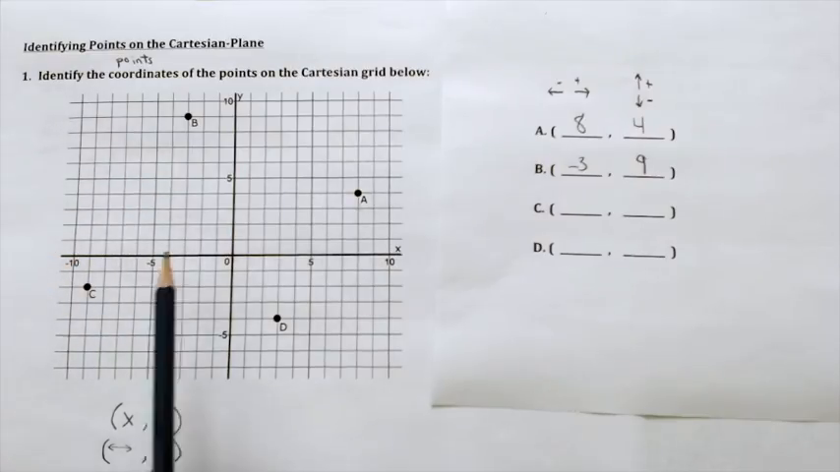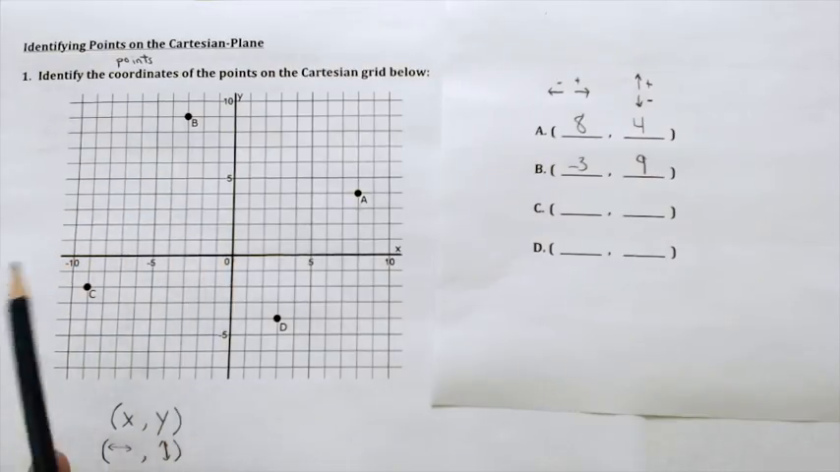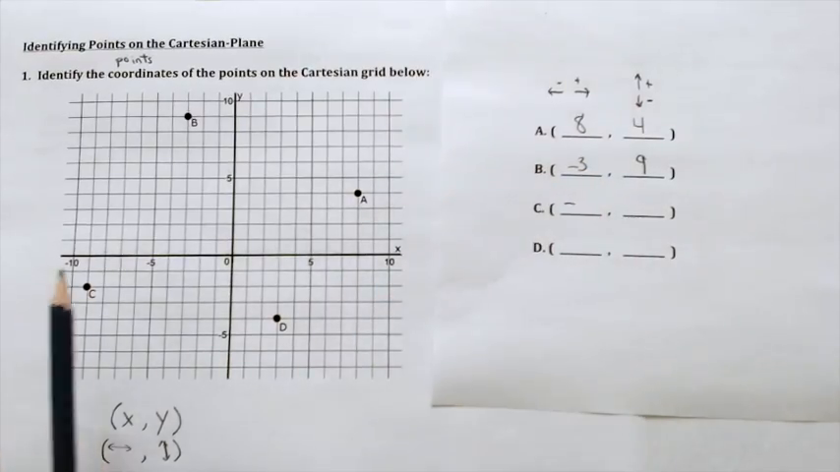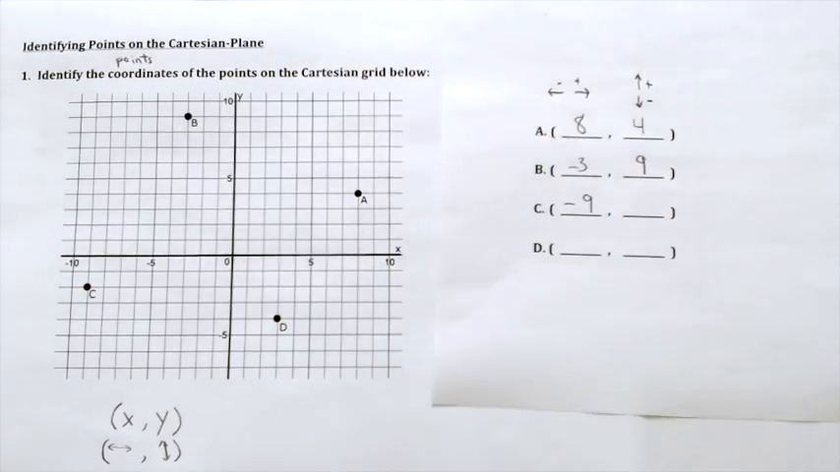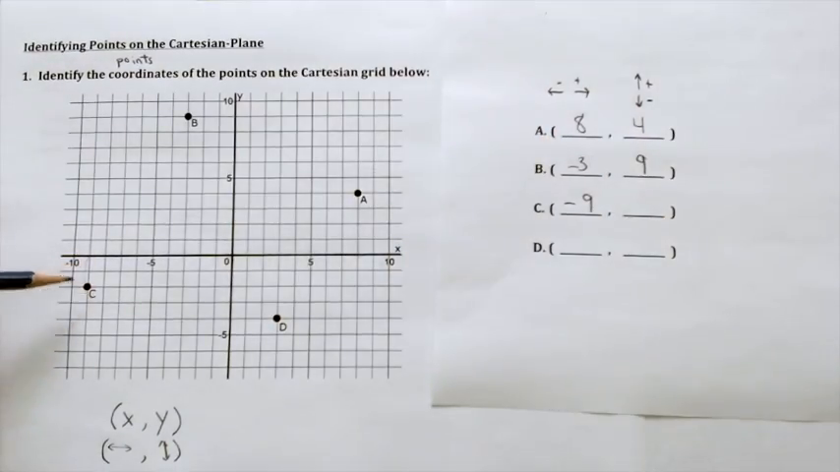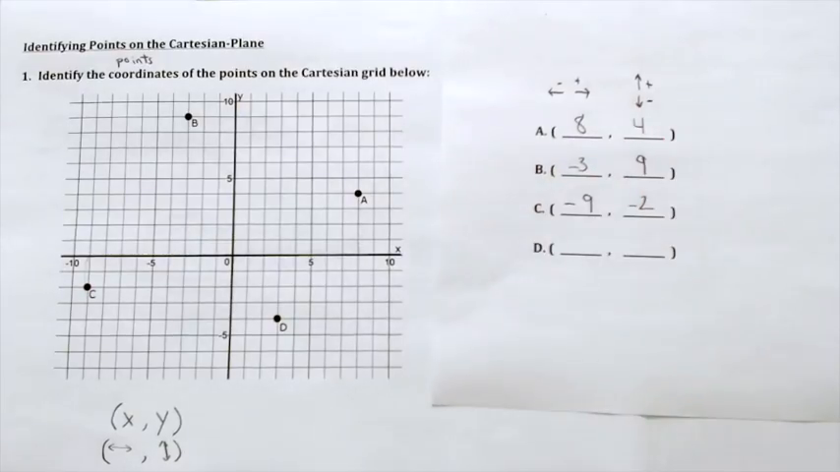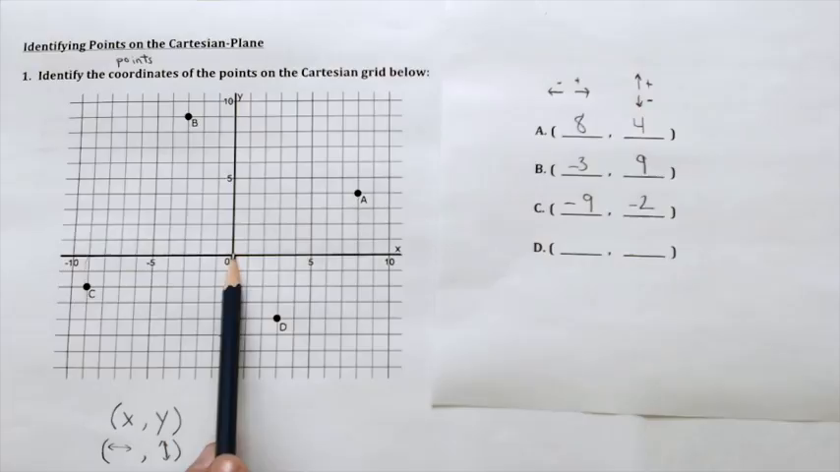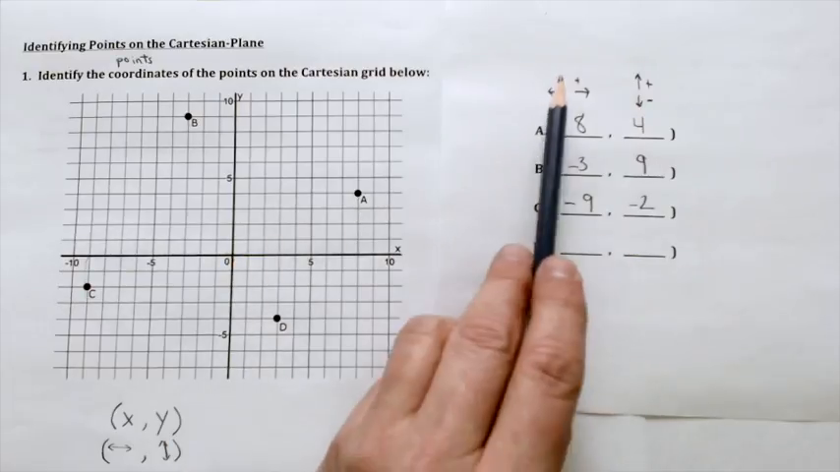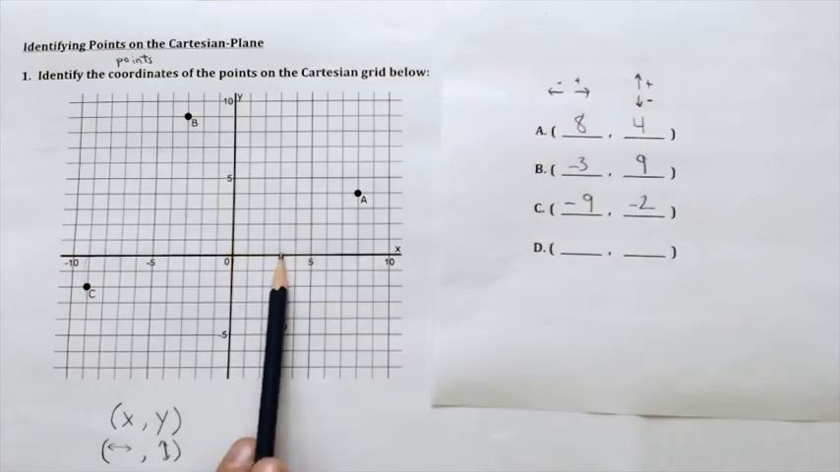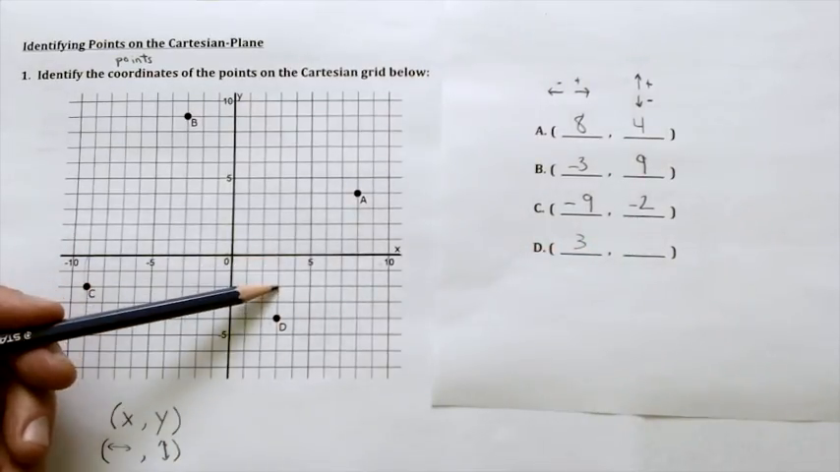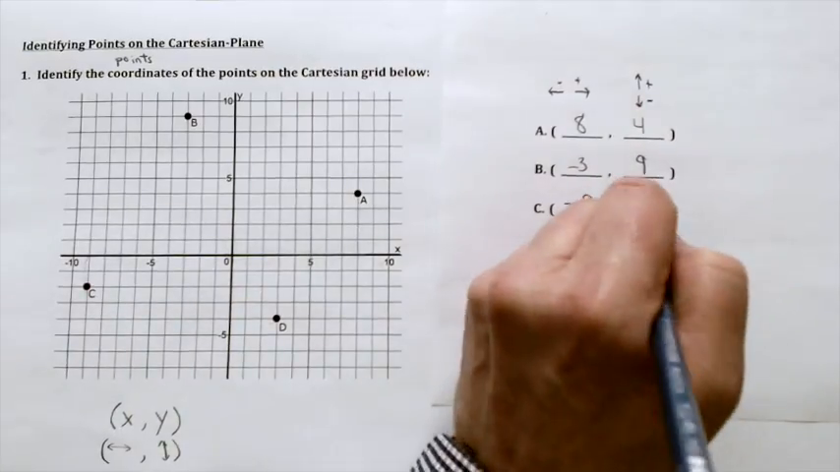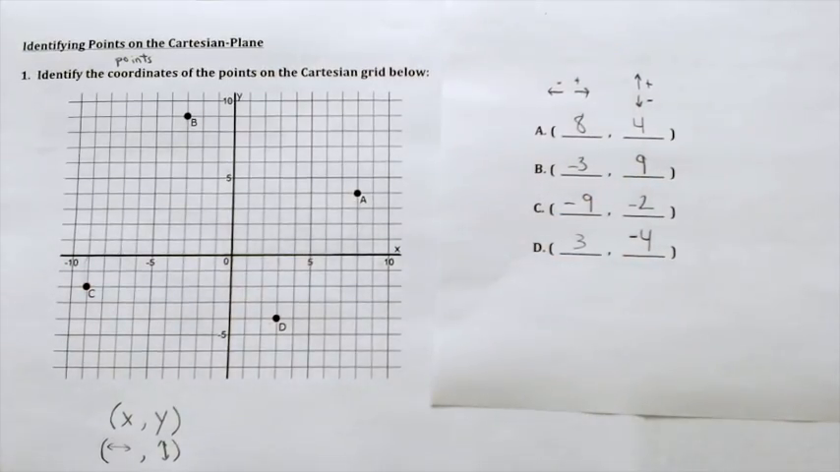So for the C now, same thing, starting at the origin, I got to go left, so I'm going to have a negative here right away. I'm going left 9 spaces, backwards 9, and then down 2 spaces, negative 2. And now for point D, starting from the origin, I'm going right. We always do the x first, so right 3, so that's positive 3, and then down 1, 2, 3, 4, negative 4. And that's it.